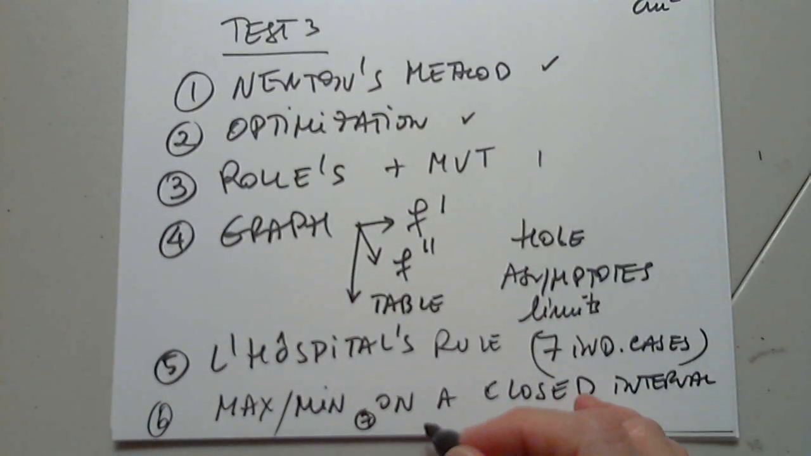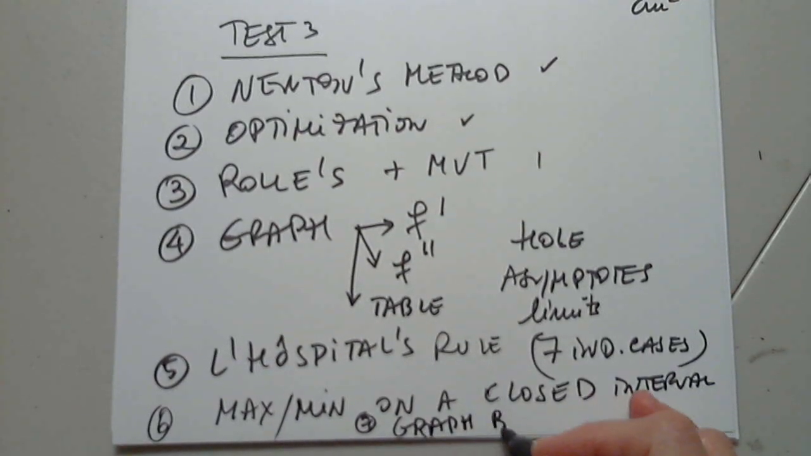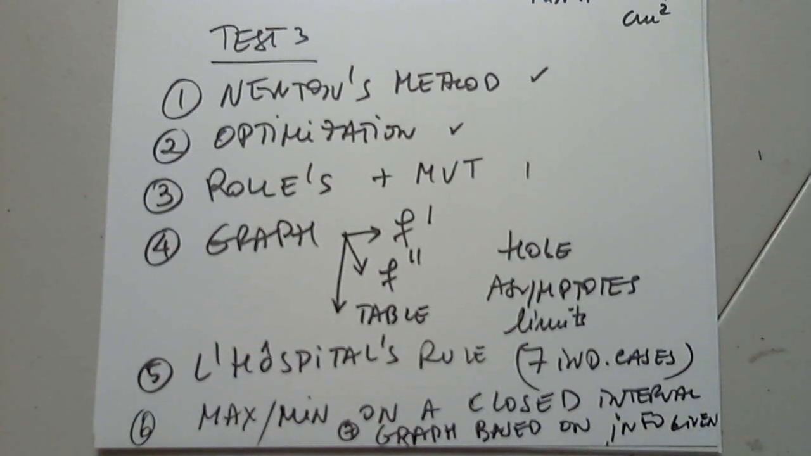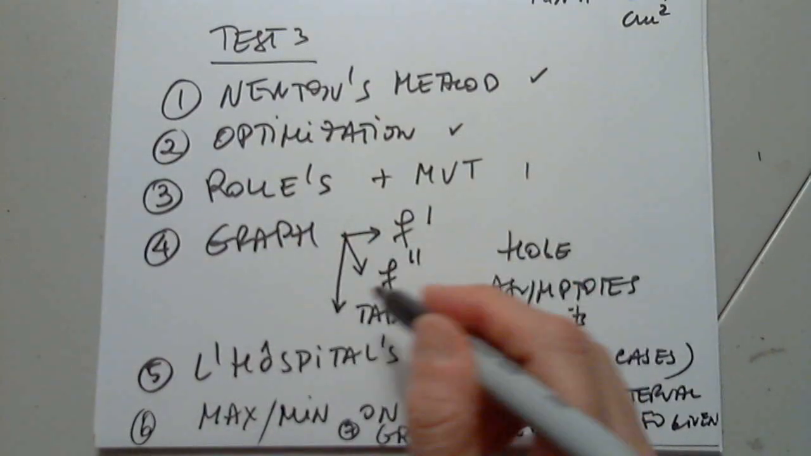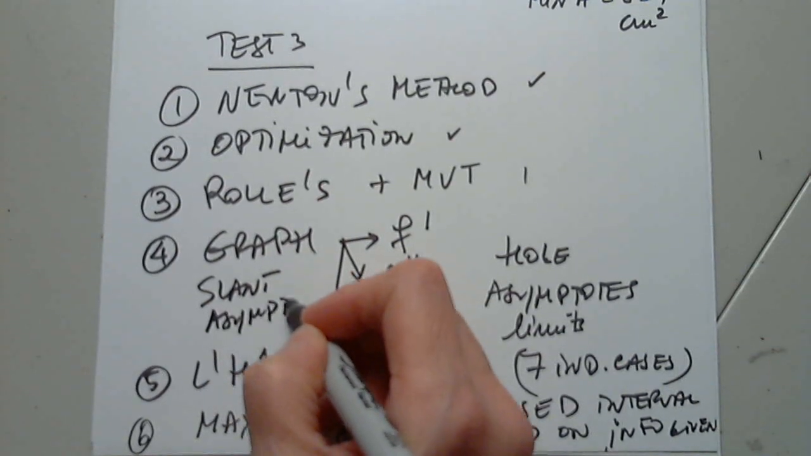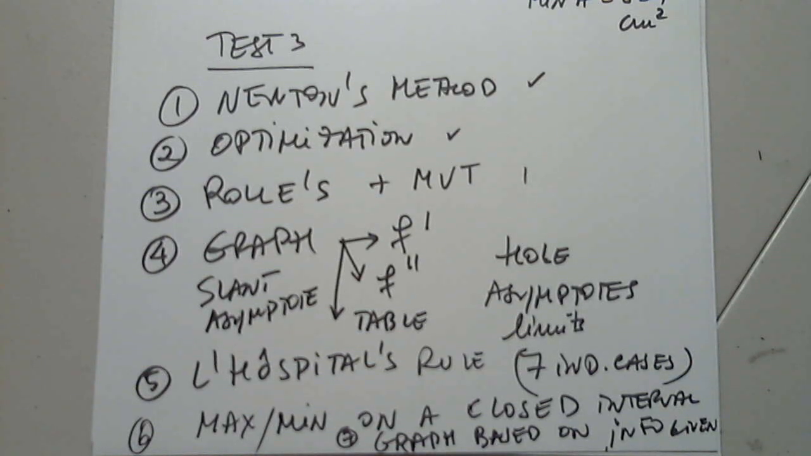Graph, based on info given. That's it. So the graph, I may not ask you to graph with the slant asymptote, but please remember the slant asymptote and how to determine it. There is absolutely nothing else. No other type of problem is possible because there is nothing else. That's it. So these are the 7 questions possible on the test on Monday.